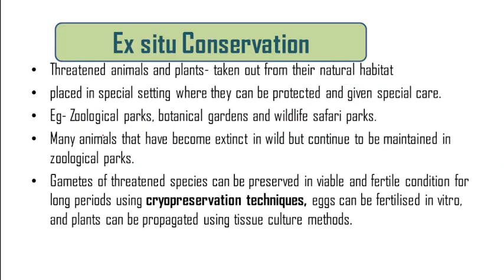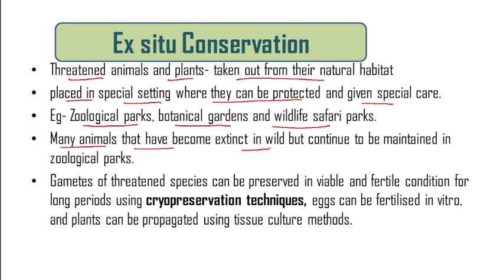Now let's talk about ex situ conservation. Threatened animals and plants are taken out from their natural habitat. They are placed in a special setting where they can be protected and given special care. Examples are zoological parks, botanical gardens and wildlife safari parks. Many animals that have become extinct in the wild continue to be maintained in zoological parks. Gametes of threatened species can be preserved in viable and fertile condition for long periods using cryopreservation techniques. Eggs can be fertilized in vitro and plants can be propagated using tissue culture methods.